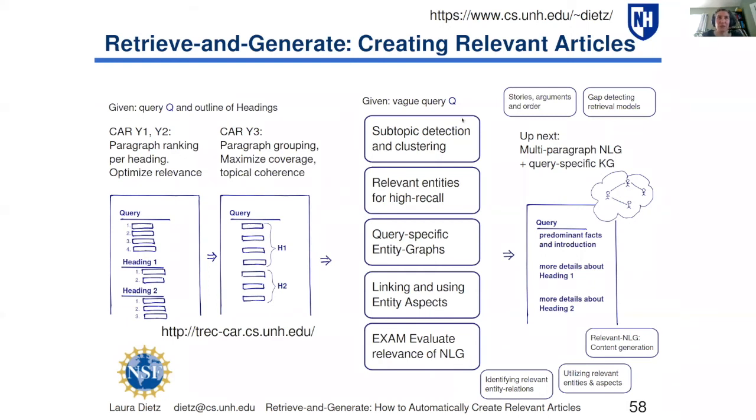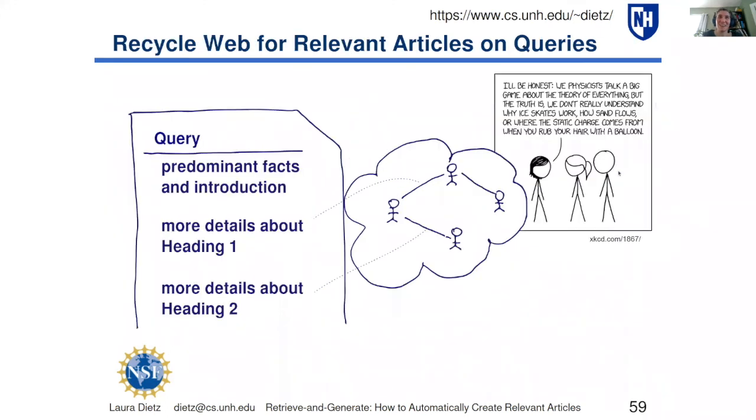It's maybe a clickbait title, but I think it was still fun to talk about, and I hope you thought it was interesting to listen to as well. Ultimately we want to have these longer articles that are generated from beginning to end. Maybe have the query, some predominant fact and introduction, and then different stories spelled out in different subsections, going along with a small query-specific knowledge graph. All right, that's it. Happy to take your questions.